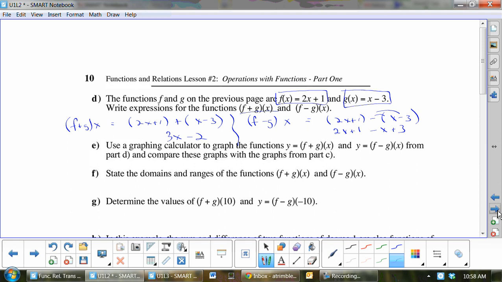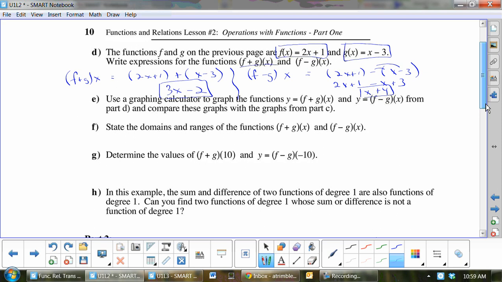So when you have 2x minus x, it is x. And when you have 1 plus 3, it is 4. So your final, that's f of x minus g of x. That's f of x plus g of x. Now state the domain and ranges of those two new lines that I did. What was the domain? X was in the reals, and so was y.